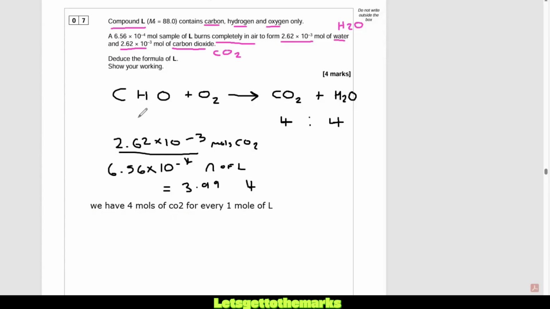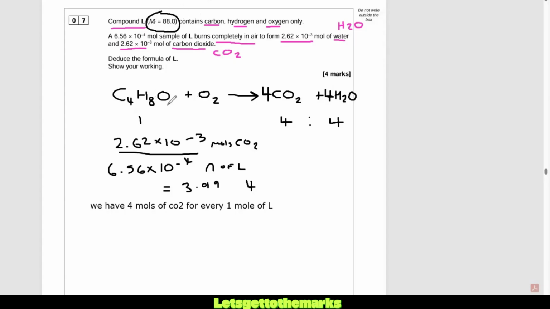And what does that mean? That means that 1 mole of L must contain 4 carbons, right? Because if I have 4 CO2s, there must be 4 carbons in L to make up that. And there are 4 times H2, so 8 hydrogens. So the formula must be C4H8.